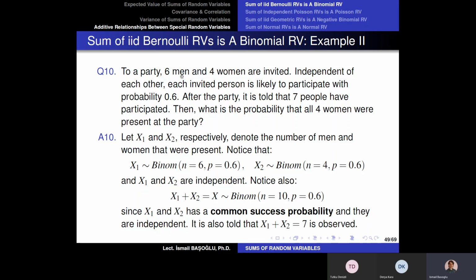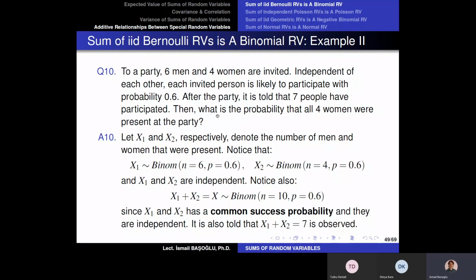Now, these 6 men and 4 women are invited, and each person is likely to participate with probability 0.6, independent of each other. Let's just say X1 is the number of men and X2 is the number of women that were present. Okay, so we are not talking about the observation at this point. So let's just model this experiment.